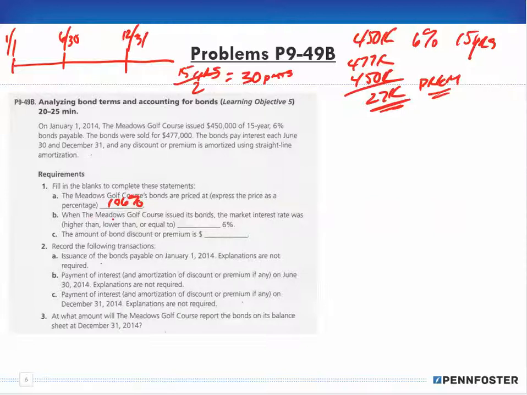When the Meadows Golf Course issued its bonds, was the bond interest rate higher than, lower than, or equal to 6%? The market interest rate is lower than 6%.